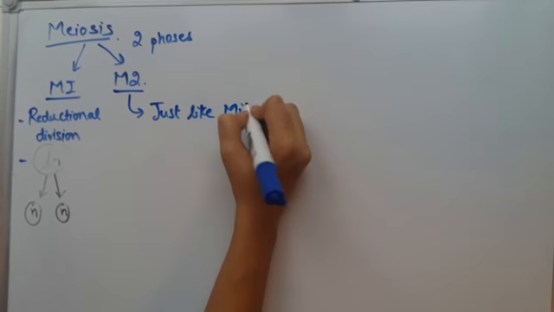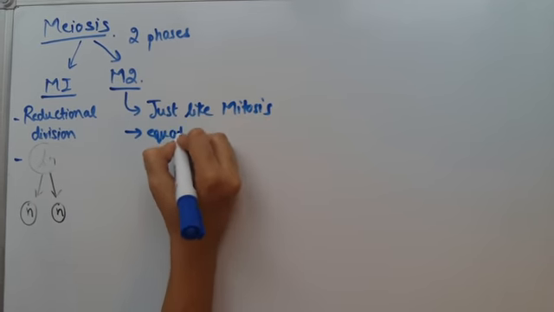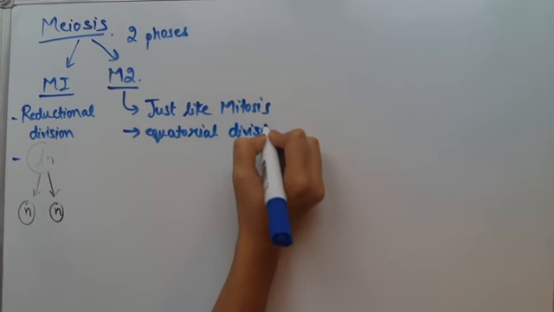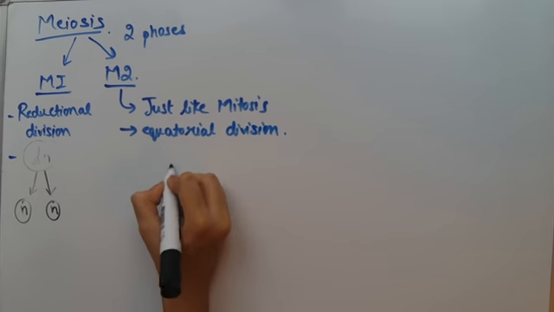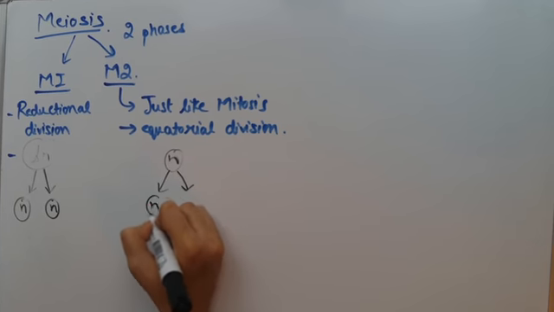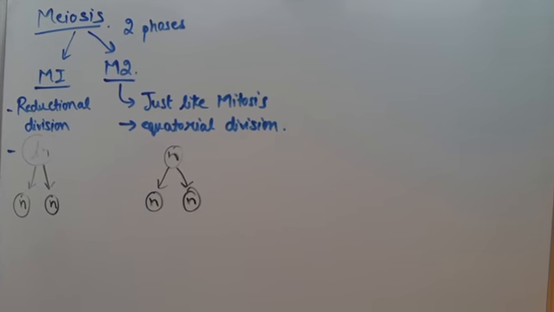The second is just like mitosis, and it is called equatorial division. After this, the daughter cells have the same number of chromosomes, so it is called equatorial division.